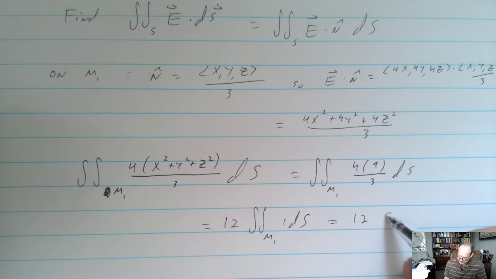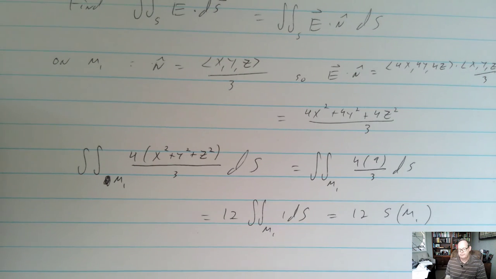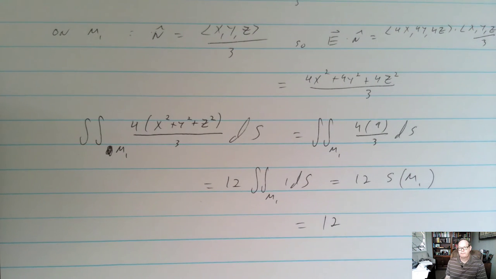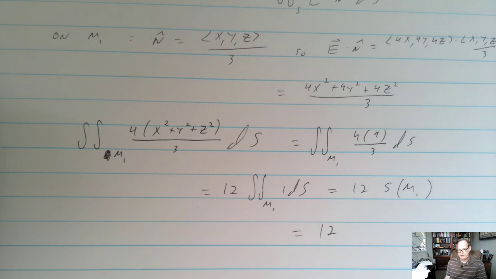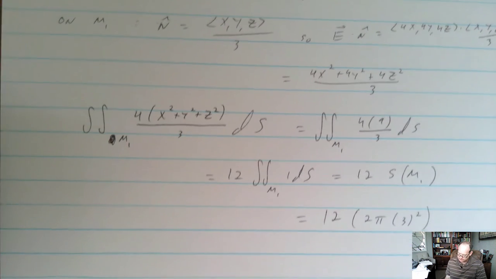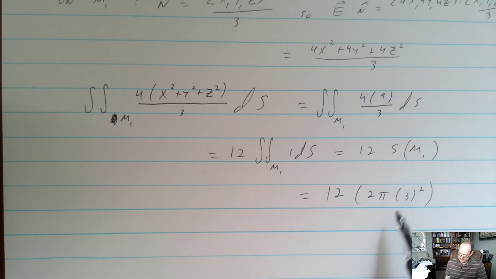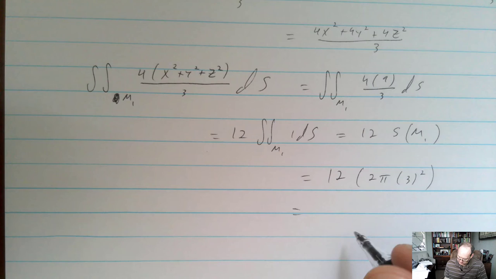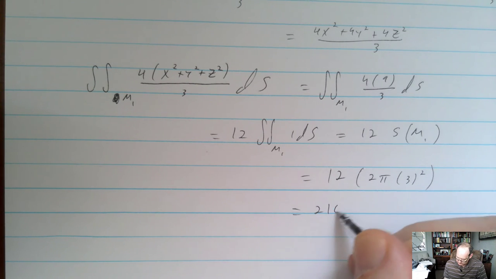So this will just be 12 times the surface area of M1. Well, we might know the surface area of a sphere. A full sphere is 4 pi the radius squared. So for a hemisphere, it'll be half that, so 2 pi times the radius squared. So we get 18 times 12, so 180 and 36, 6 cubed pi.